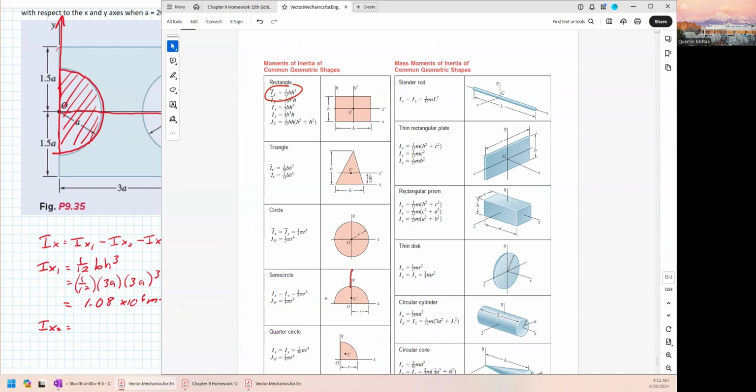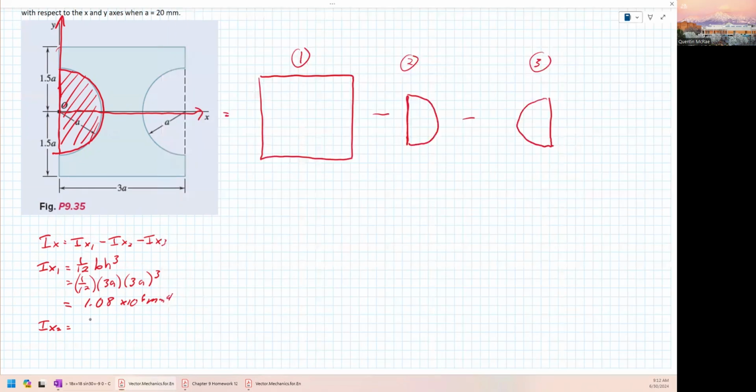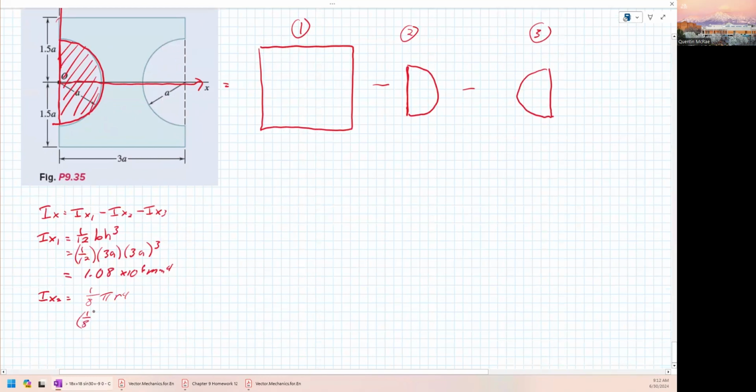So we're looking relative to this axis, the axis that's going through there. But it turns out that they're the same. It's the 1/8 pi r to the fourth. So in that case, it's going to be 1/8 pi times a to the fourth, or 20 to the fourth, times pi, divided by 8. So that is equal to 62.83 times 10 to the third millimeters to the fourth. Okay, so that was this body right here. So now we have to do this number 3.